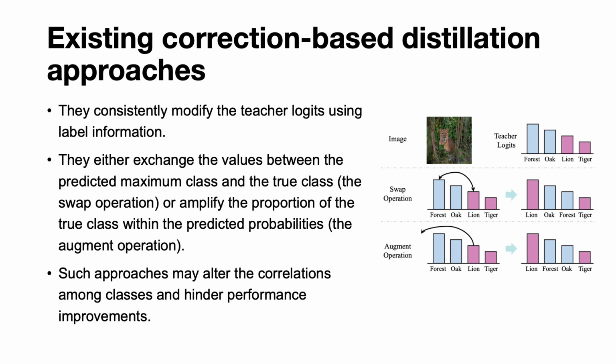As shown in the figure on the right, we present an example. In this example, the image, labeled lion, is incorrectly classified as forest. After correction via the swap operation and augment operation, both operations disrupt the close correlation between lion and tiger. This disruption can obstruct the transmission of dark knowledge and hinder performance improvements.